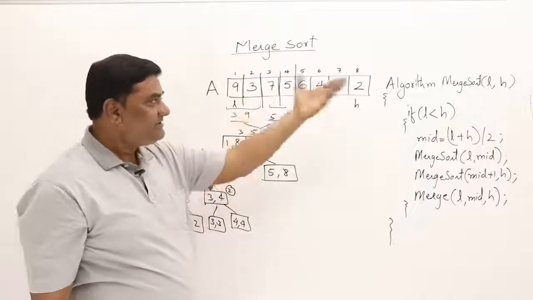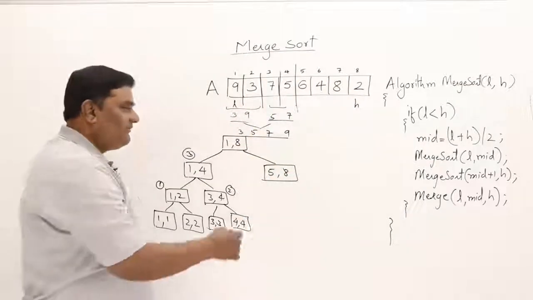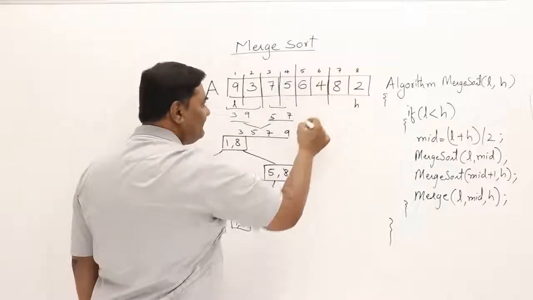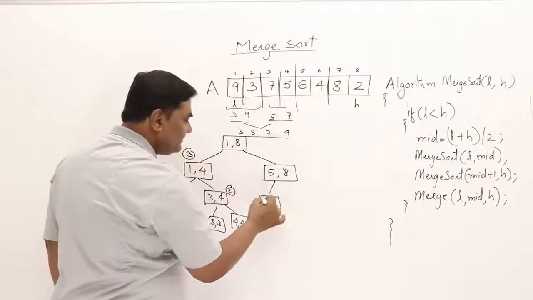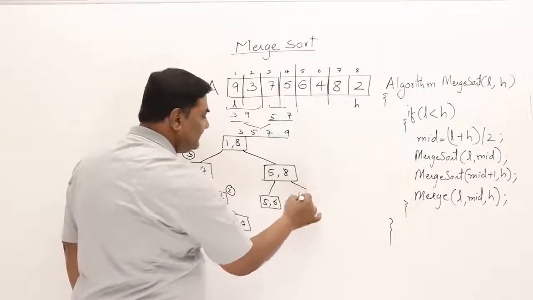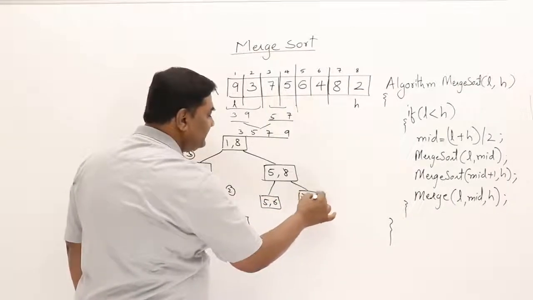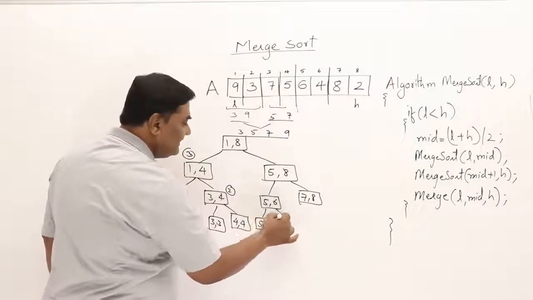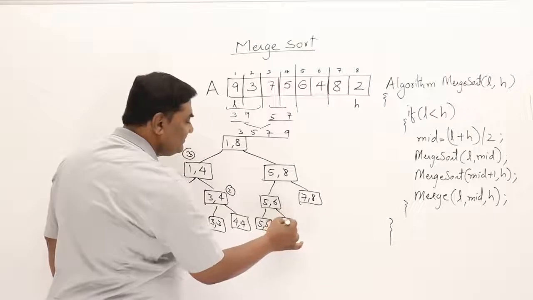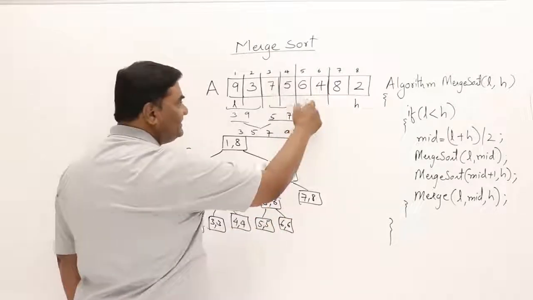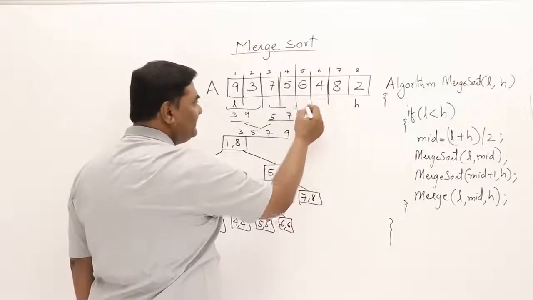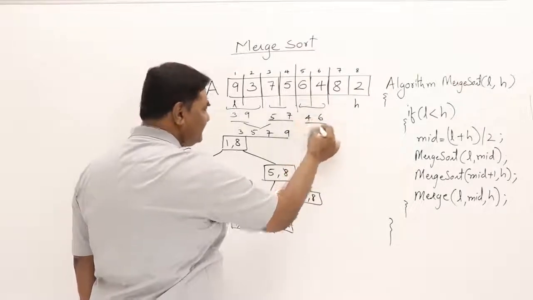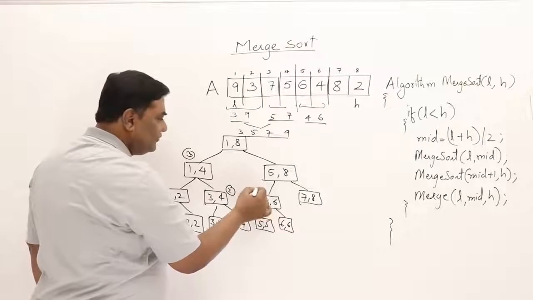Now the same thing is done on the right hand side also. 5 to 8 is there. So on that side it will divide this from 5 to 6. And that side it will be 7 to 8. And 5 to 6 will become 5, 5 and 6, 6. Now 1 element each. So these two are merged. So it becomes 4, 6. So this is the fourth merging.